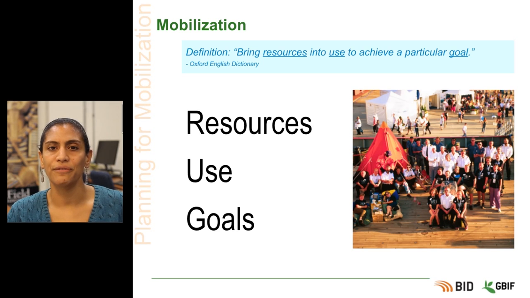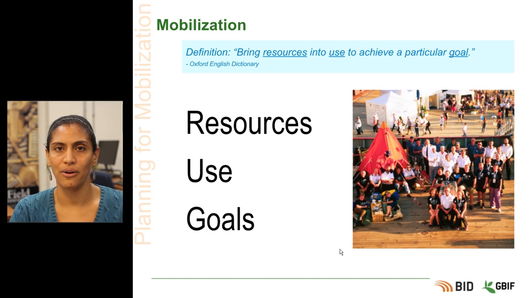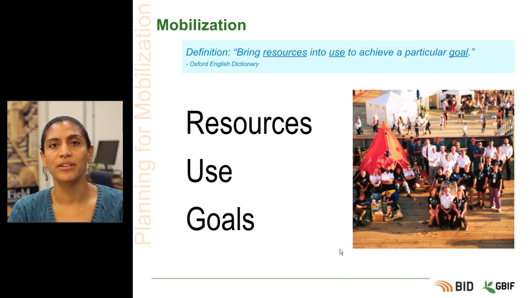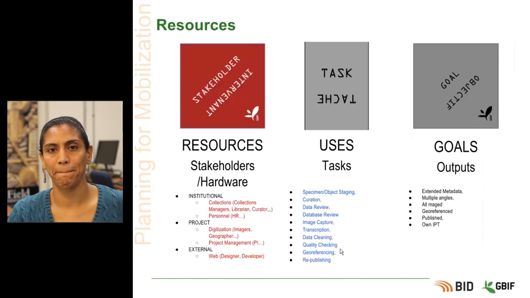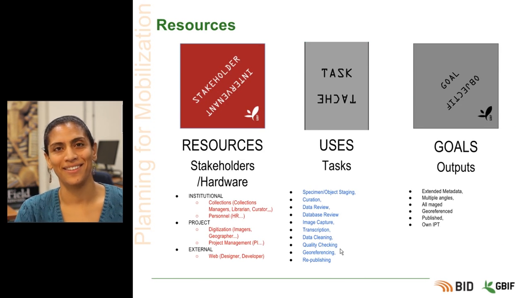The definition of the verb to mobilize is to bring resources to use to achieve a particular goal. There are 3 important parts to this definition: resources, uses, and goals. In other words, to mobilize something, whether it be an expedition to the Antarctic or the publication of data, you need to bring together available assets and use them to achieve something. Let's break this down into its elements.